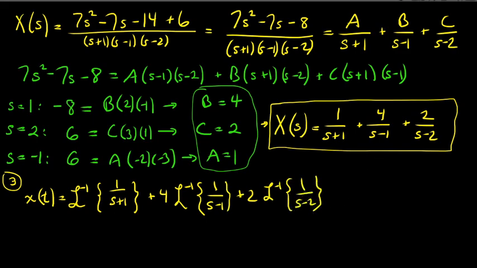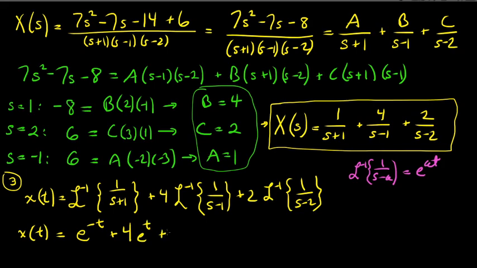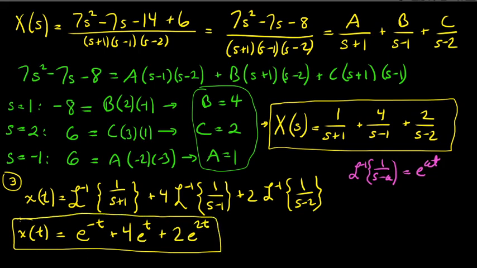So, yep, nothing fancy here. We're just going to repeatedly apply that the inverse Laplace transform of 1 over s minus a is e to the at. And so that gives us our final answer. So e to the negative t plus 4 e to the positive t plus 2 e to the positive 2t. And that's it.